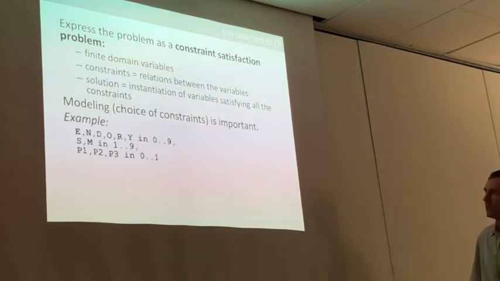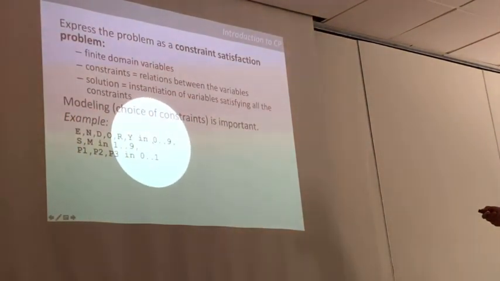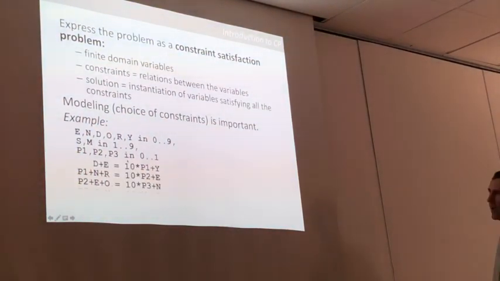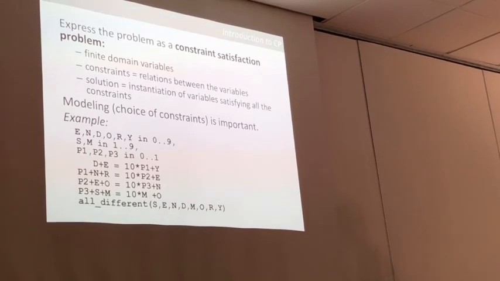So let me show an example. We have these variables, and this is a description of domain. So we have these variables with domain 0 to 9, these variables with domain 1 to 9, and these are Boolean variables. And these are the possible constraints. Can anybody guess what problem it is? The famous problem? And I hope the letters will help. Anybody guess from the letters and constraints what problem is it? It's a classical combinatorial puzzle.